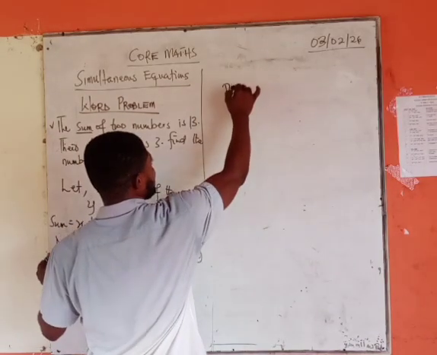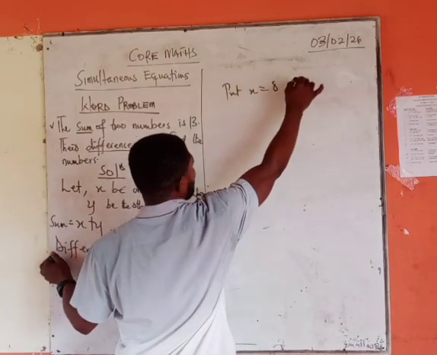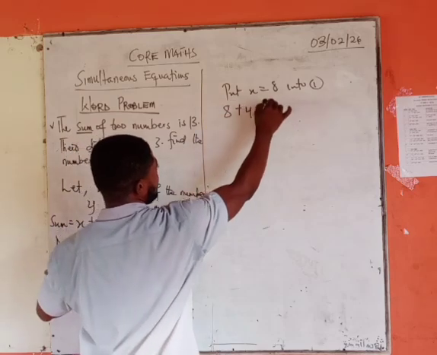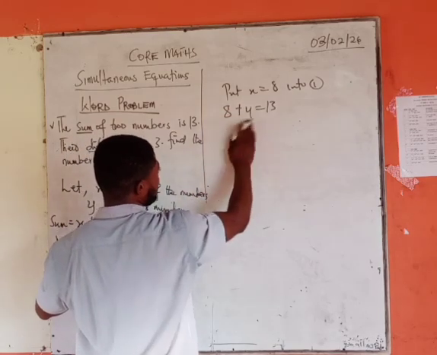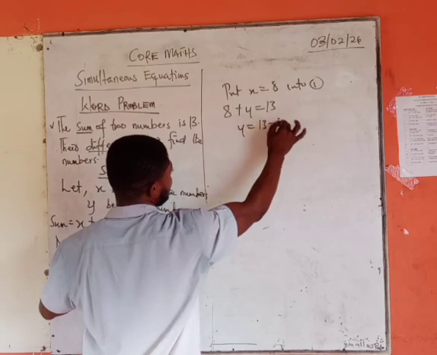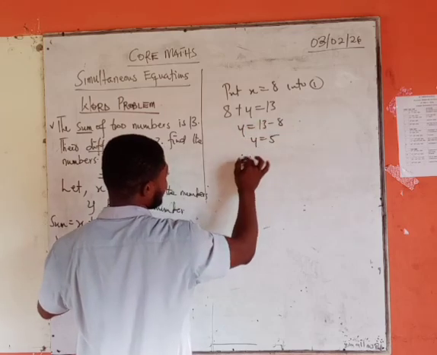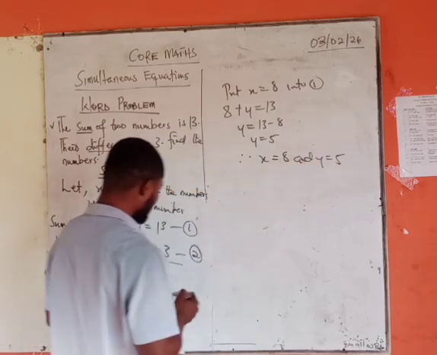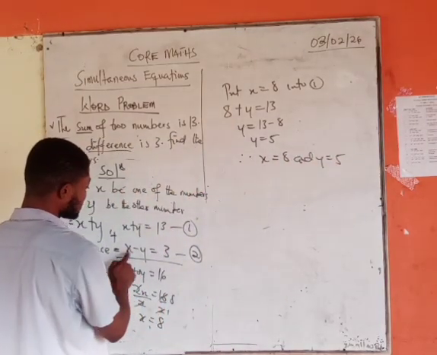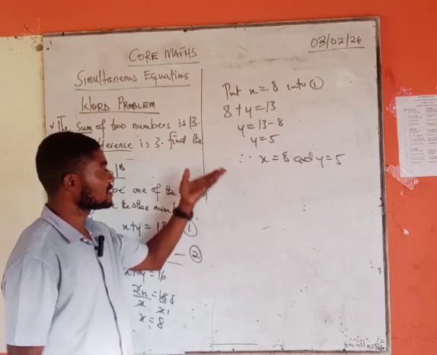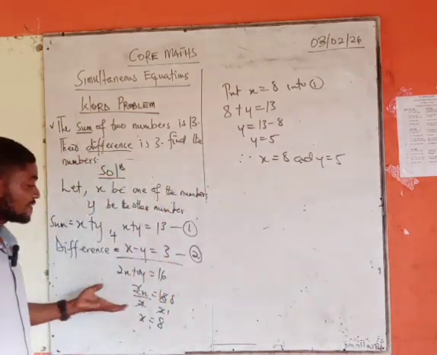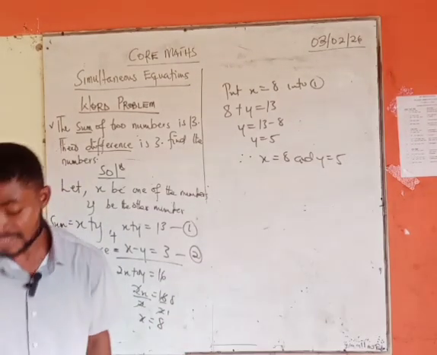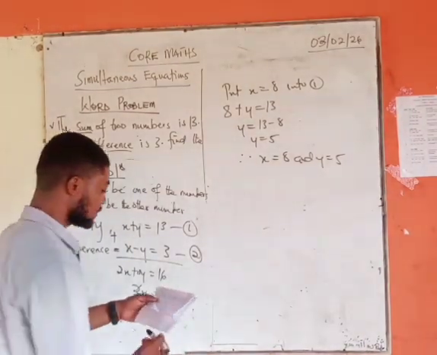Put x is equal to 8 into either equation 1 or equation 2. 8 plus y is equal to 13, so y is equal to 13 minus 8. y is equal to 5. Therefore, x is equal to 8 and y is equal to 5. If I put 8 here, 8 plus 5 is 13, and 8 minus 5 is 3. So this is how we go about it when we have a word problem in simultaneous equations as well. Let's take this second question too, and then see if we can end over here.